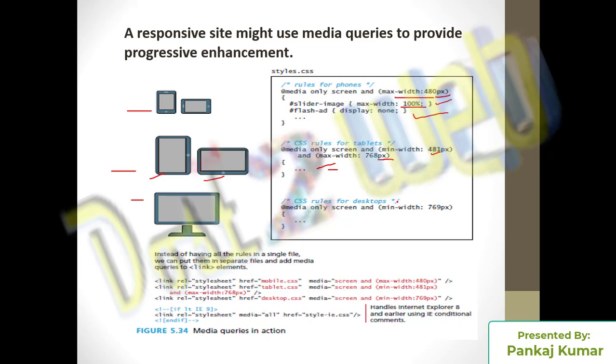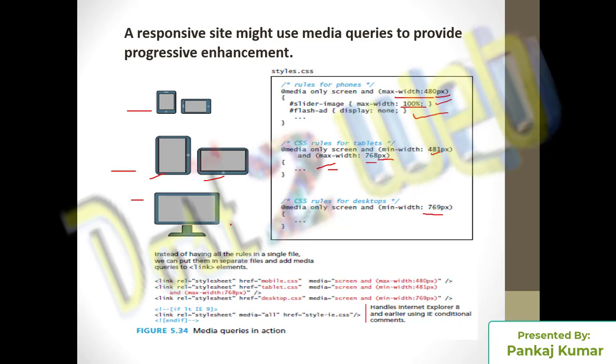Next, suppose the screen size increases beyond this tablet, right? That is your 15.6 inch monitor, or 13, 14 or 17 inch, and so on. For that you have to use the width starting from 769 pixel, because we stopped at 768. And all this you have to implement in an external CSS.